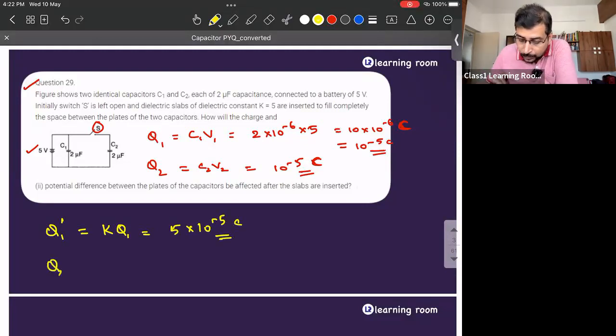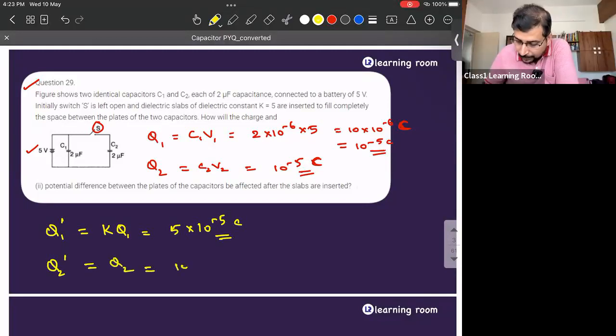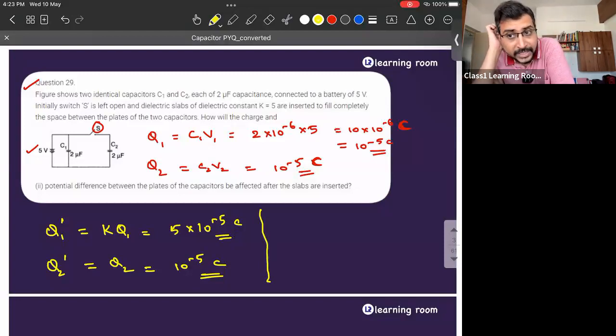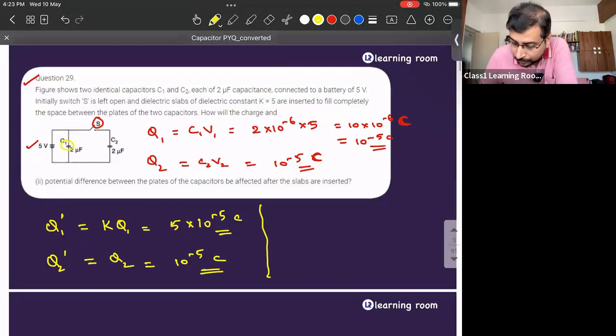What about Q2 dash? When the battery is disconnected, what will happen? It's the same, is it not? So the answer should be 10 power minus 5 coulomb. Right. Now, what about the potential difference between the plates of the capacitors? The first one is connected to the battery and is still connected to the potential source. So what is V1 dash? Dielectric inserted and the battery is switched on. So what is V1 dash?